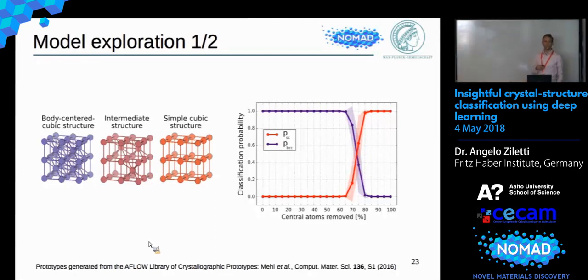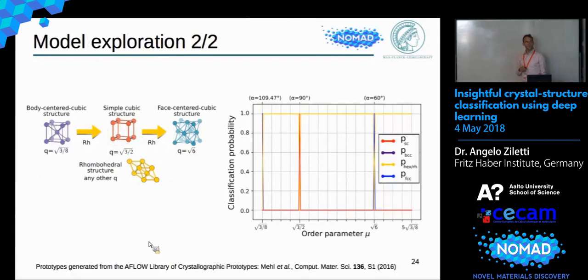Another model exploration, a bit more involved. I took from the AFLOWLIB website, you can generate prototypes. That's a very nice tool to do that. You can start with a rhombohedral prototype, and then change the value of Q, which is essentially related to the lattice vector angles. You can have body-centered cubic, simple cubic, and face-centered cubic. So this is a probe.